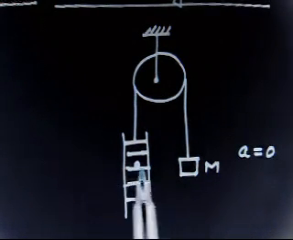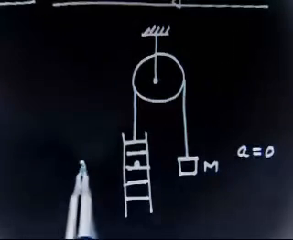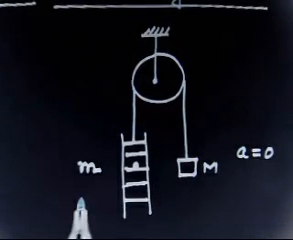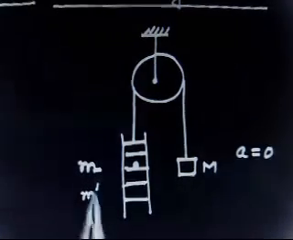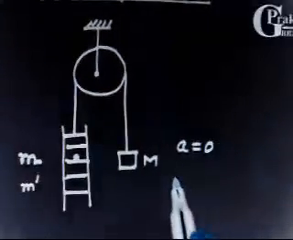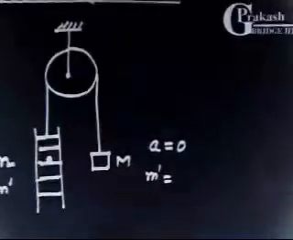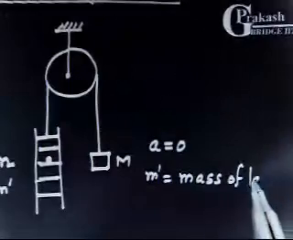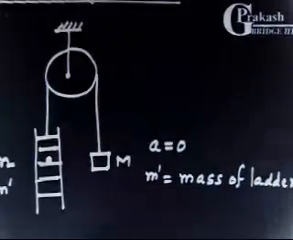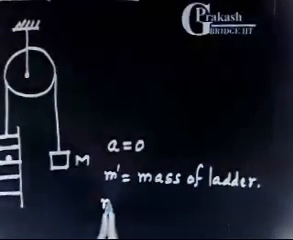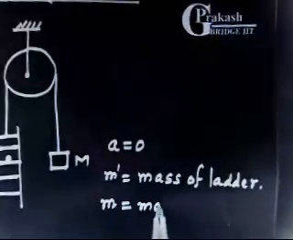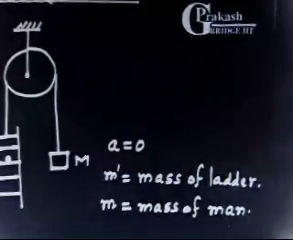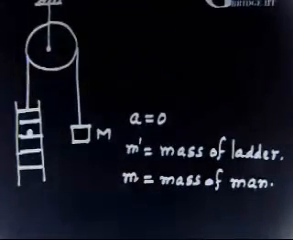So let us say the mass of man is m, that is given to you, and let us say mass of ladder is M dash. So M dash is mass of ladder, and then you have m, that is basically mass of man, that is also given to you.